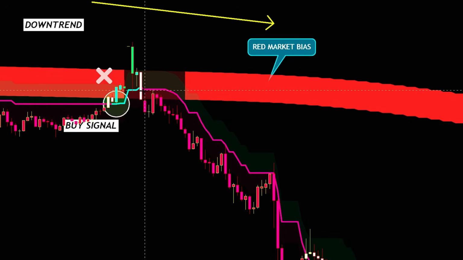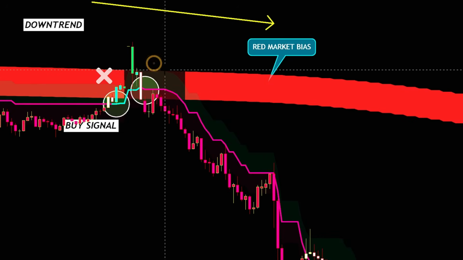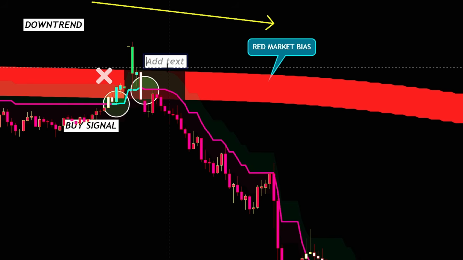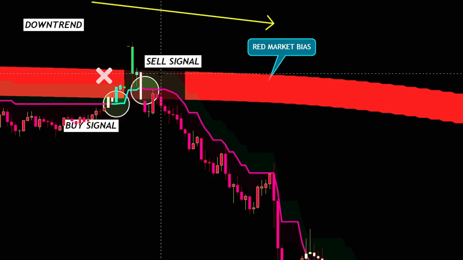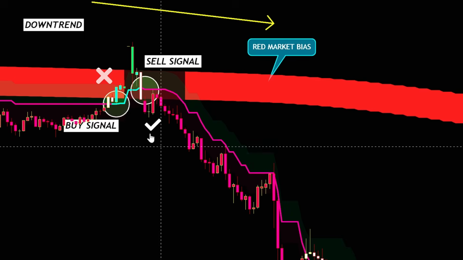We just ignore it. But then right after, we get a sell signal from the range filter and we look at the market bias, which is still red. The big trend is still down. Bingo. That's a valid sell trade.